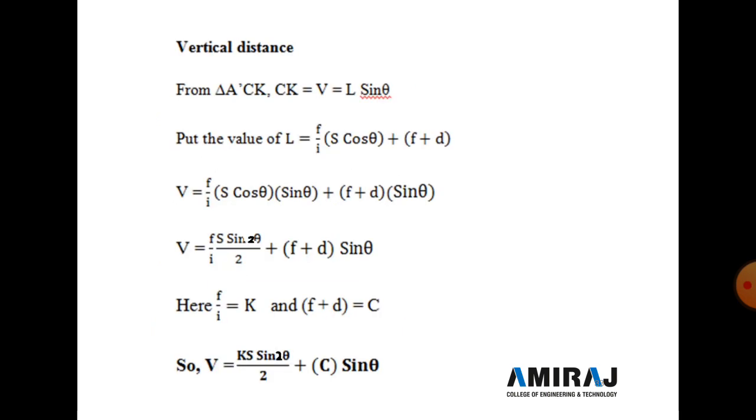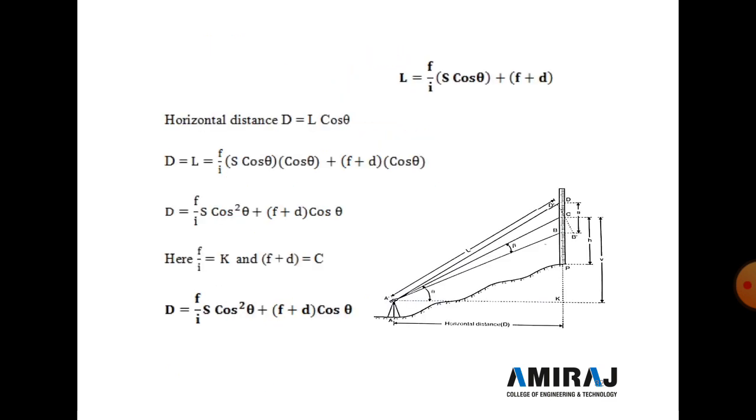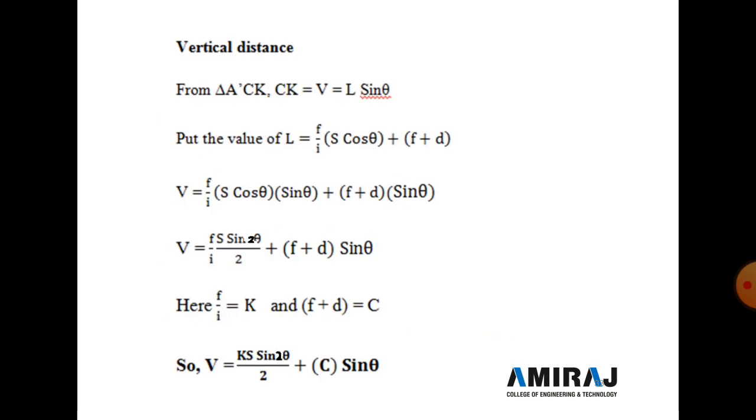Now the vertical distance V. The vertical distance V is equal to L sin theta. How do we get L sin theta? Sin theta is equal to V divided by L, so V is equal to L sin theta. Now put the value of L in this equation. F upon i S cos theta plus f plus d is the L value, so the entire value is put in this equation.